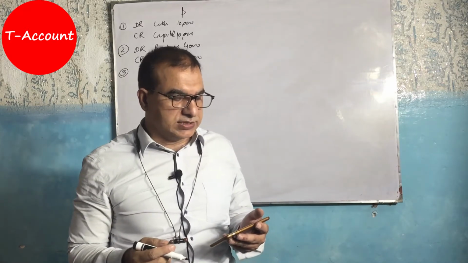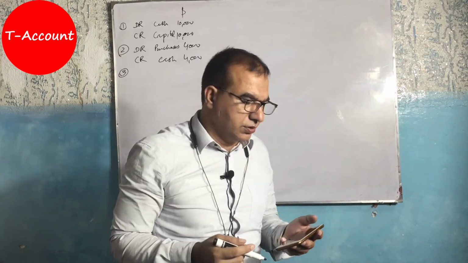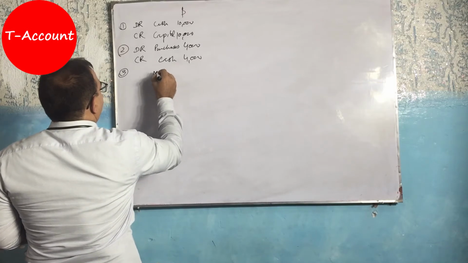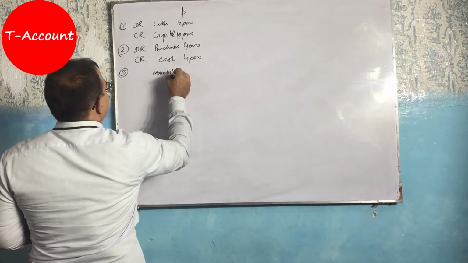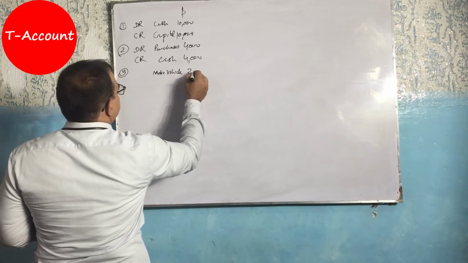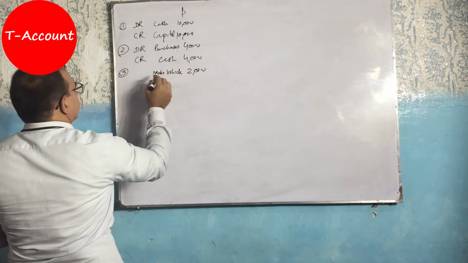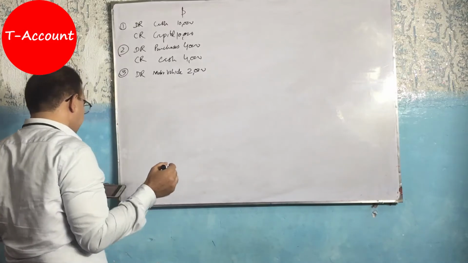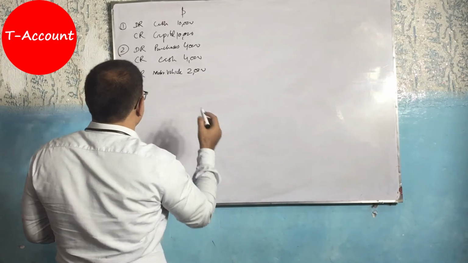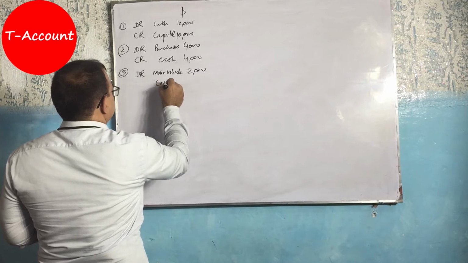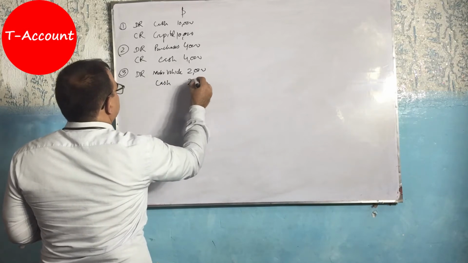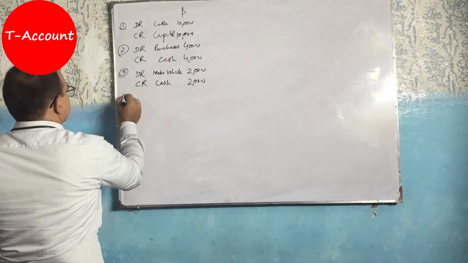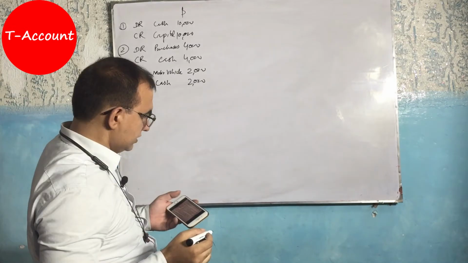On January 3, Matthew buys a delivery van for 2,000. Delivery van, motor vehicle, is an asset. Motor vehicle, 2,000. Increase in asset is, we agreed, debit. What is happening on the other hand? How is he paying? He is paying through cash. So cash is reducing by 2,000. Decrease in asset is, we agreed, credit. So that's the entry.